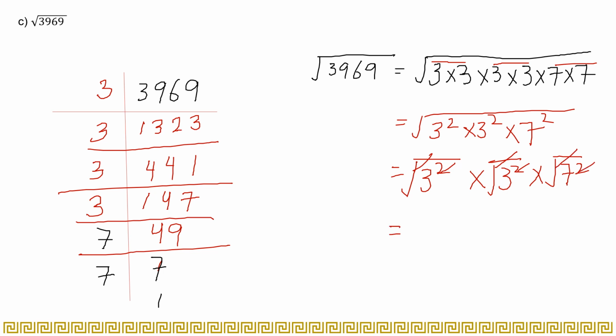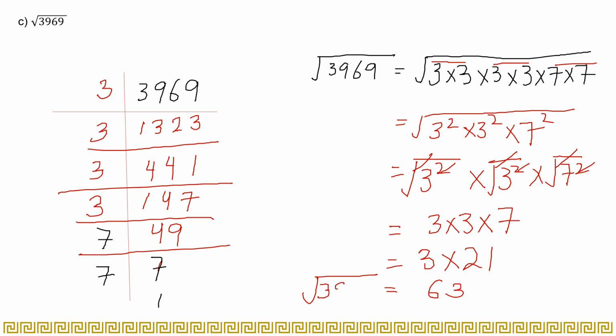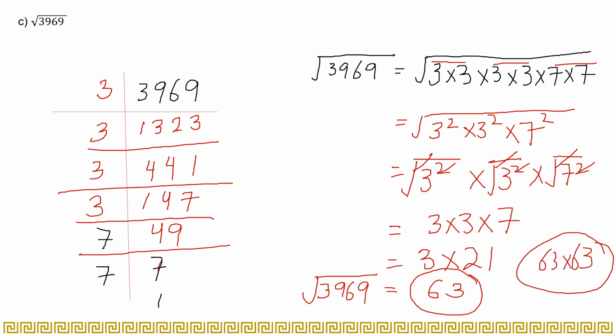And then you multiply 3 multiplied by 3 multiplied by 7. Now see, 3 multiplied by 3 is 9, and 9 7s are 63. Multiplying these two numbers, 3 1s are 3, 3 2s are 6. That means 63 is the answer for the root of 3969, which means when we multiply 63 by 63, or when we multiply 63 two times, we will get 3969, right?